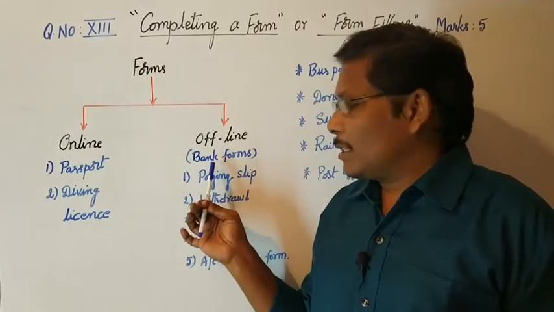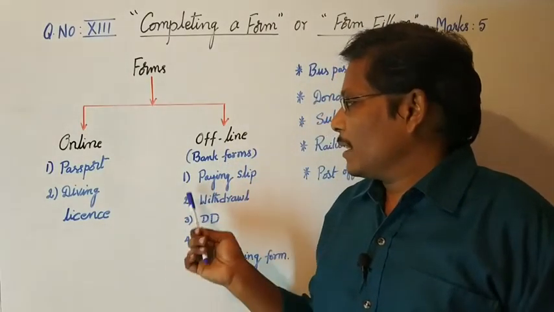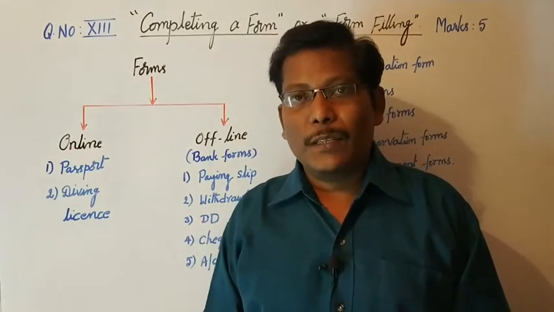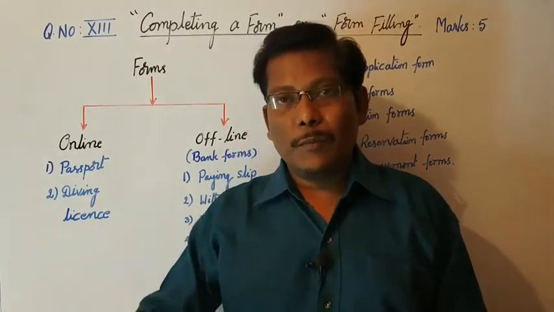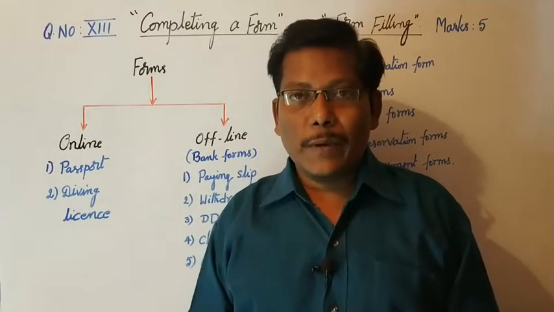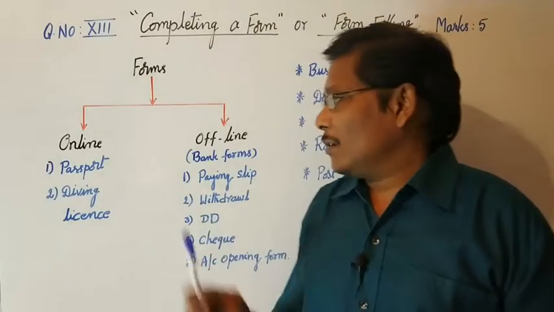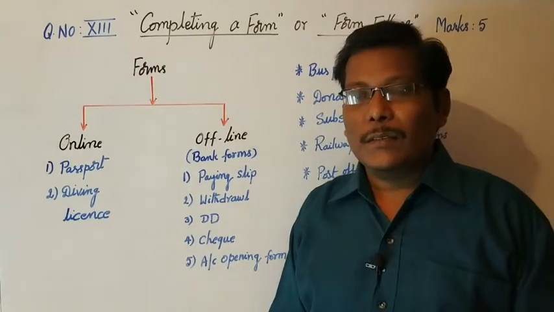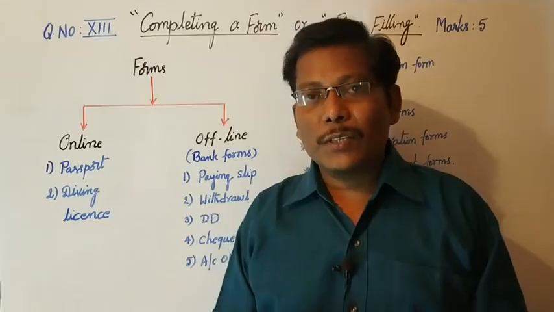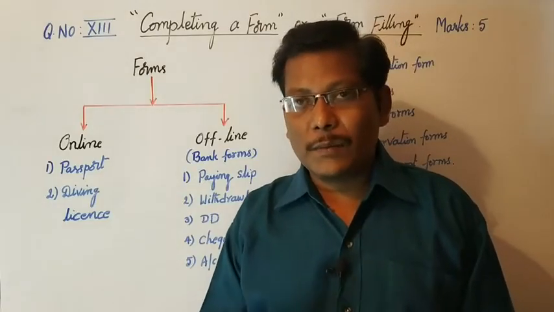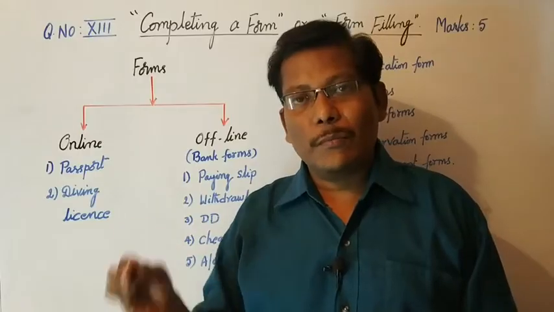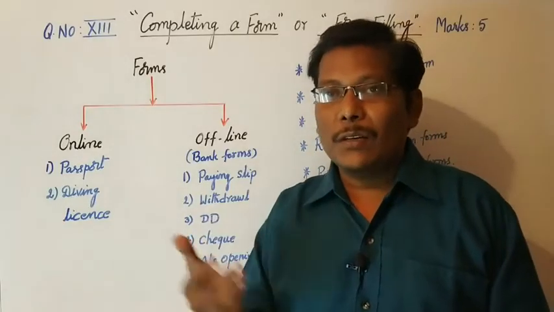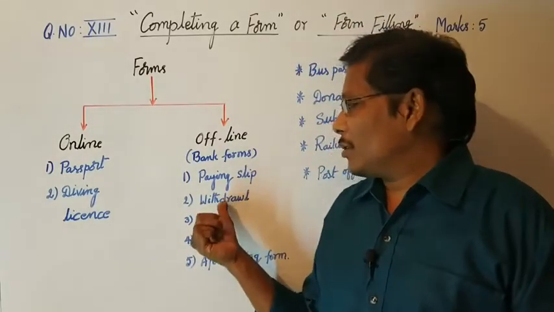In the bank forms there are different types again. The first one is the paying slip. Paying slip is nothing but a deposit form. If you want to deposit some amount in your account, after going to the bank you need to fill up a form called a paying slip. The next one is the withdrawal form. Suppose you don't have any ATM facility or ATM card, then you have to go to the bank and fill up a withdrawal form to withdraw money from your account.